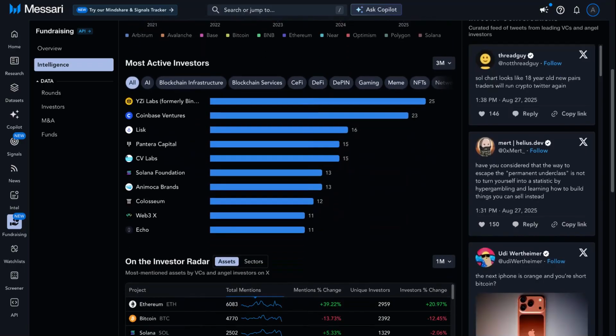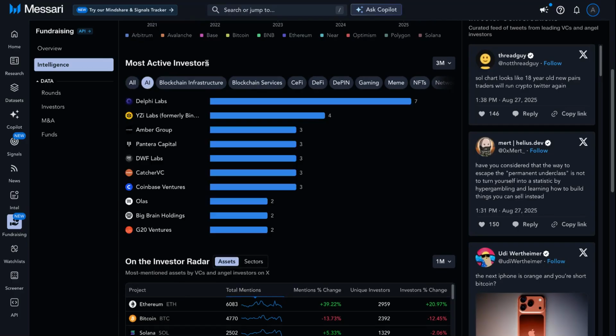We have our most active investors, an expansion of our existing overview module. And from here, you can look at the most active investors, and then you can further filter down by the actual sectors with which the funded entity is associated.